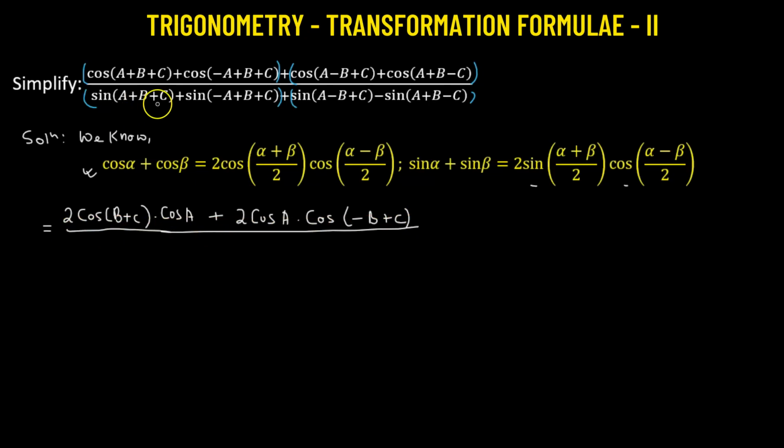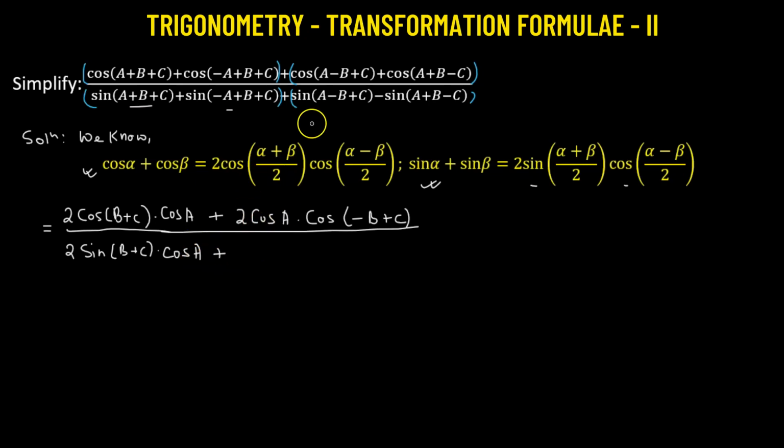Now we will work with the first 2 terms in the denominator. So we'll use the transformation formula for the sum of 2 sine functions. Here we will have 2 times sine of the angle. First we'll have to add a plus b plus c with negative a plus b plus c. That's going to give us b plus c, multiplied to cosine of angle. The difference is simply going to be equal to a.